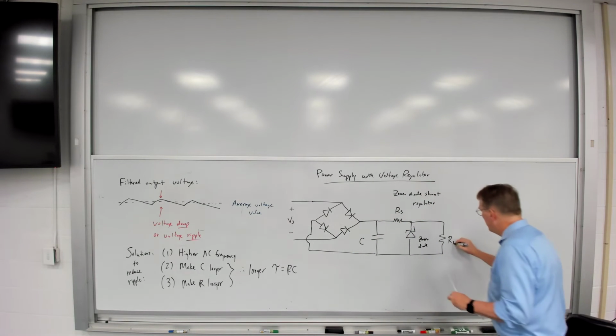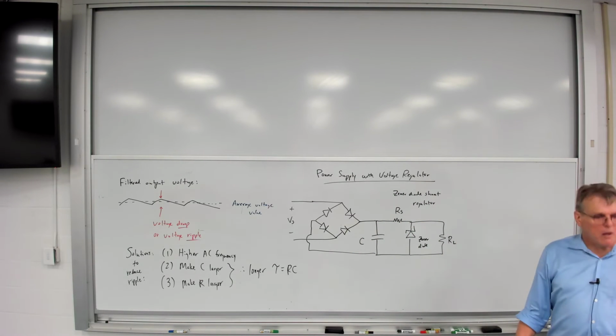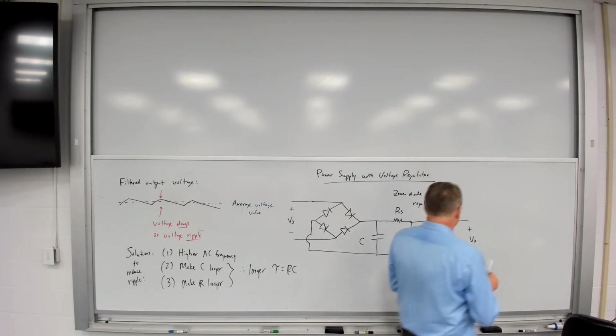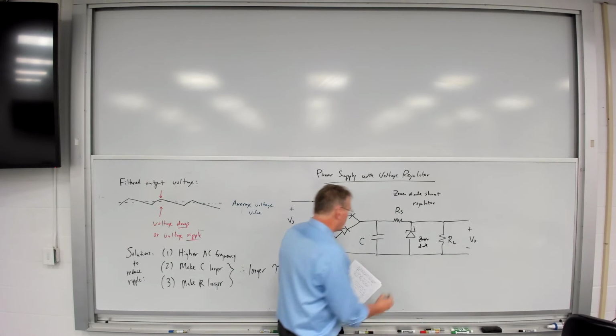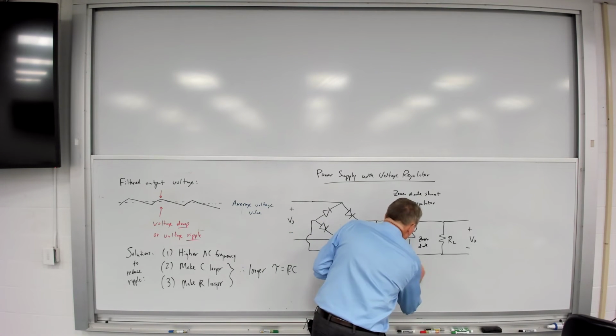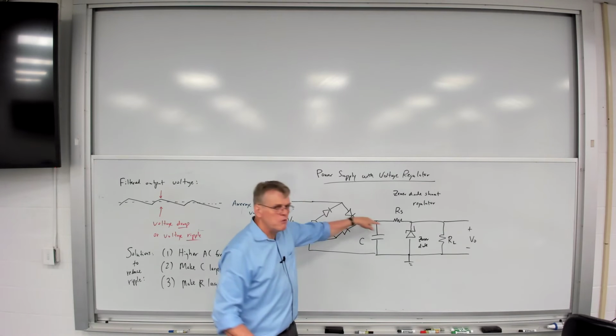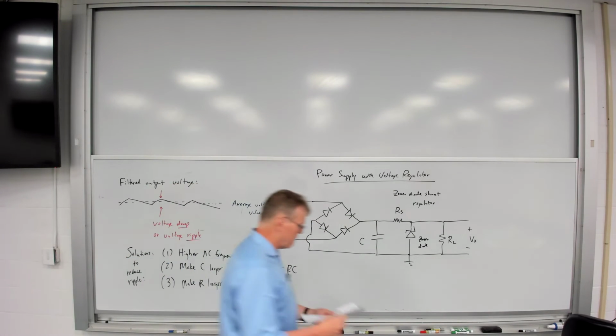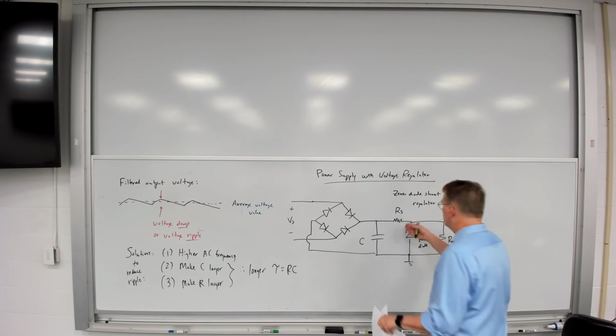I'm going to call this R sub L. That now becomes our new load. So now I've got an output voltage where the regulator's own line regulation reduces the effect of the ripple much more. So let's come up with some numbers here.